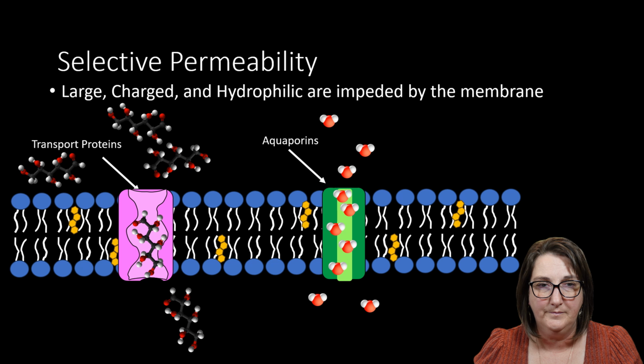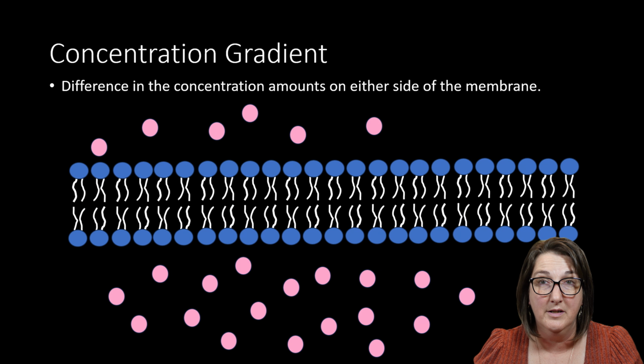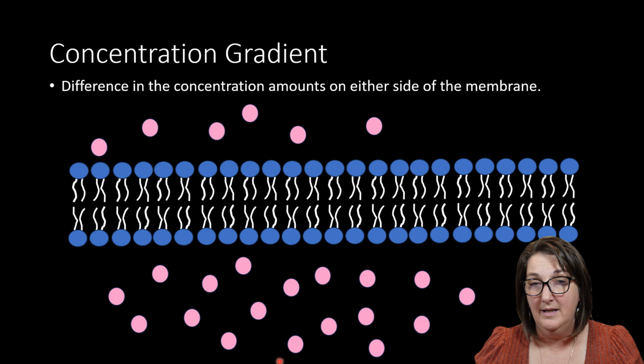I have what's called a concentration gradient, and it's a difference in the concentration amounts on either side of the membrane. So here you can see I have just a few pieces of substance. I have a few molecules over here, but over here I have a bunch. These molecules do not want to naturally come here. They want to go to a place where they're more spread out.